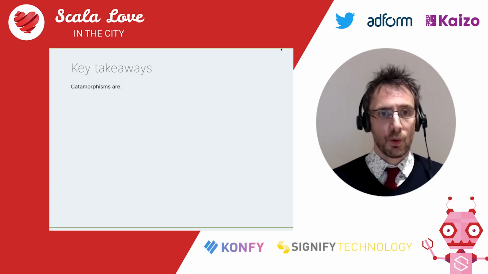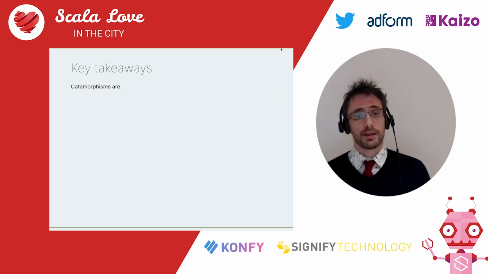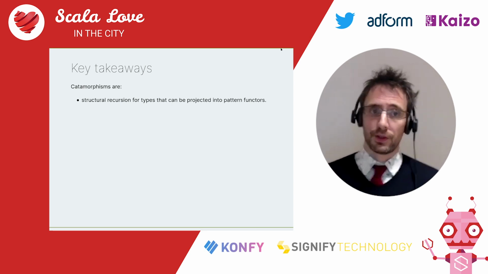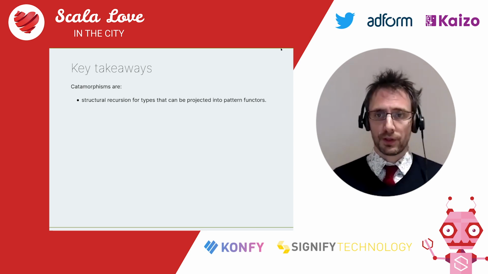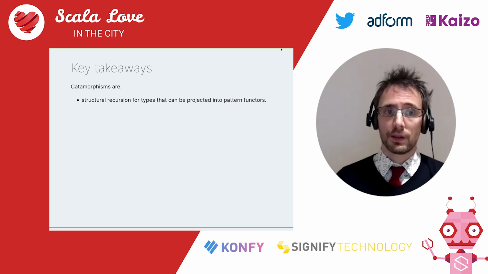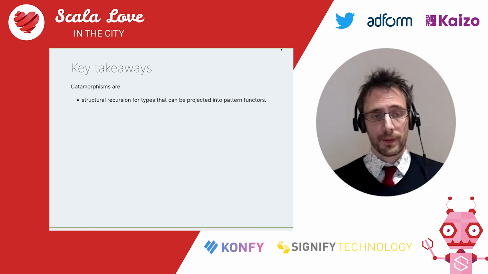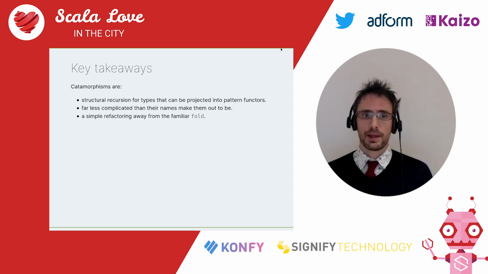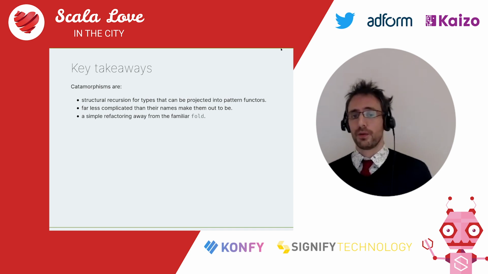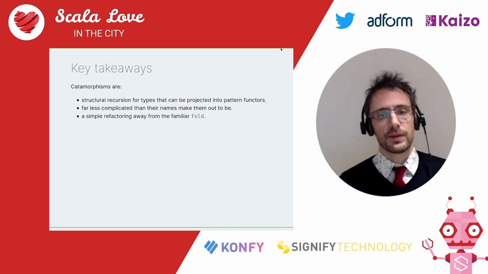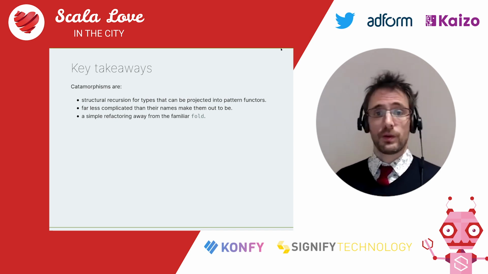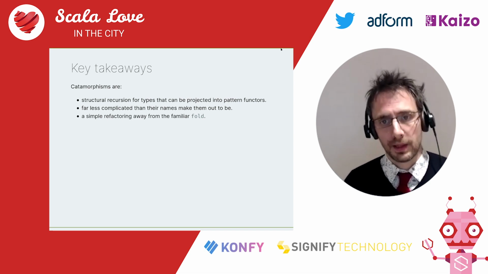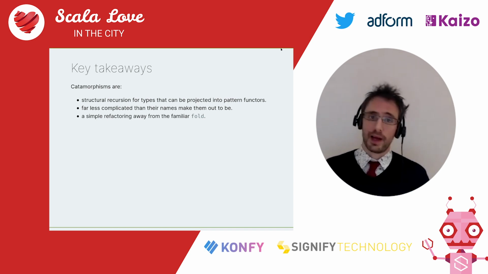Right. What have we learned so far? We've learned that catamorphisms are structural recursion for types that can be projected into pattern functors. List can be projected into a pattern functor, list F. And that's all we needed to be able to do structural recursion on it. Catamorphisms are far less complicated than their names make them out to be. And they're also a simpler refactoring away from the familiar fold. There's one intuitive step that you have to take. The invention of the pattern functor is a realization that the recursive steps are just a call to map. That's the genius of recursion schemes. And once you have that, you have absolutely everything else.